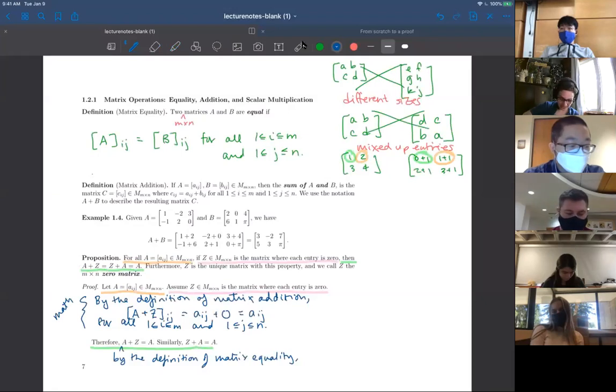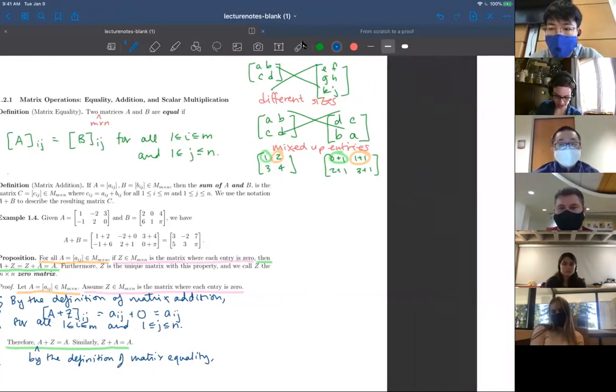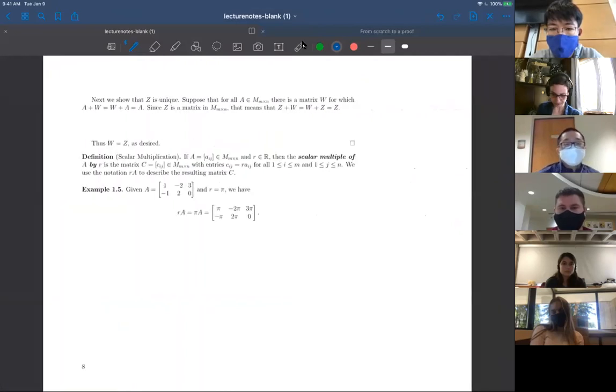All right, so let's take care of this furthermore. Furthermore is saying that the Z is the only matrix with this property. If I have another matrix that I can add to any other matrix A and get A back, it should be the matrix of all zeros. And the way that I prove this is by assuming I have some other matrix with that property and showing it's the same thing as Z. So let's do that on the next page here.